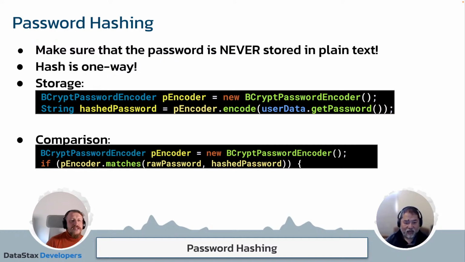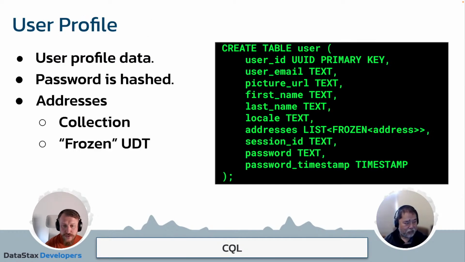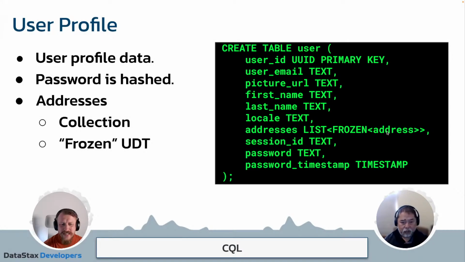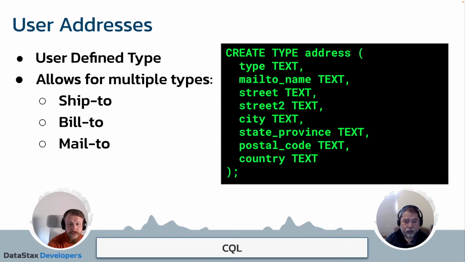I don't want to stick to hashing here because we have more other things to discuss today. So let us keep moving. User addresses will be stored as a user-defined type. That is very importantly a point. List of frozen addresses. I will not explain the frozen part right now. Just believe me, it will work better for us.